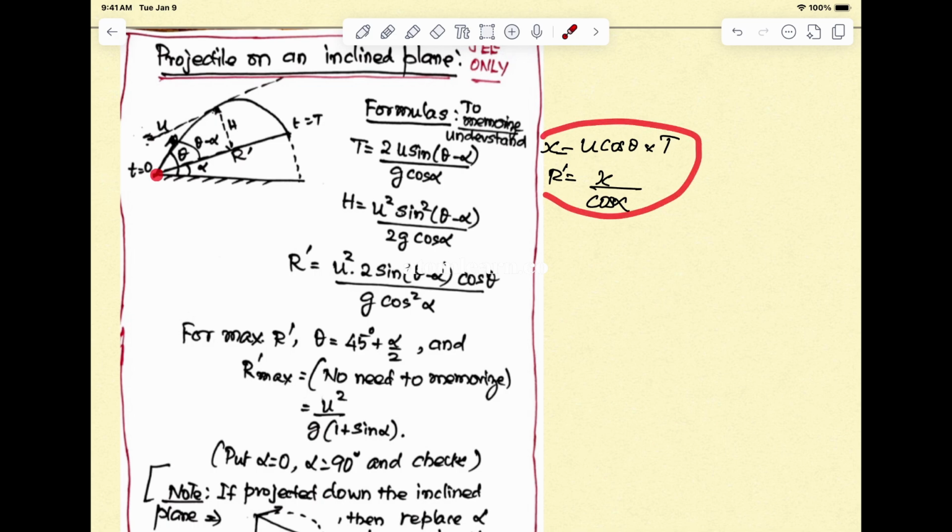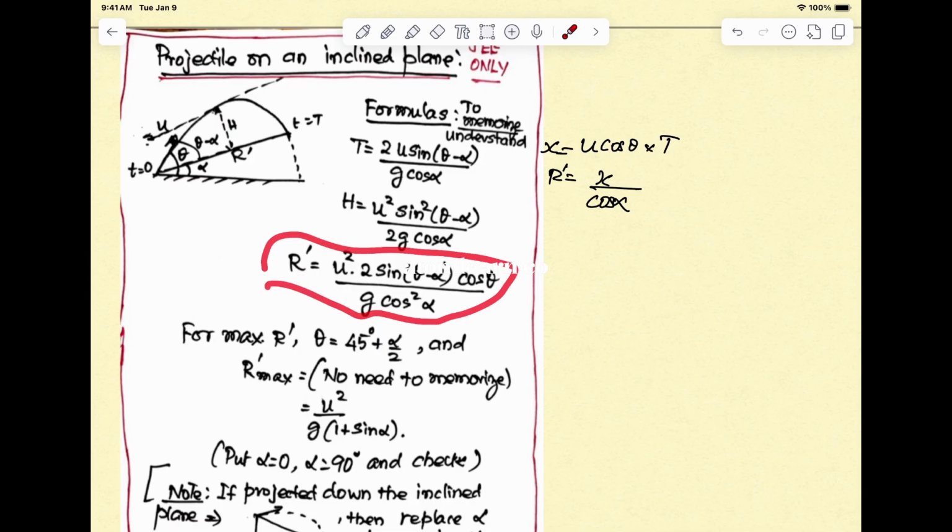That is, the x coordinate along the horizontal direction you can compute using u cos theta, the uniform velocity, into the time of flight t. The time of flight formula you have anyway memorized. This you can find. Once you have found the x value, then r dash is x divided by cos alpha. Therefore that can be easily got. So you don't have to memorize this, really speaking. You can actually derive it on the spot.